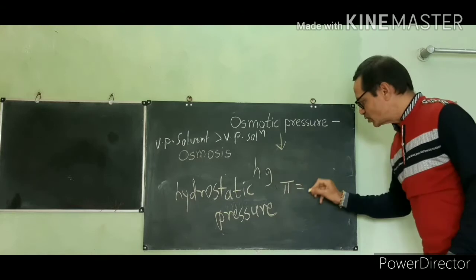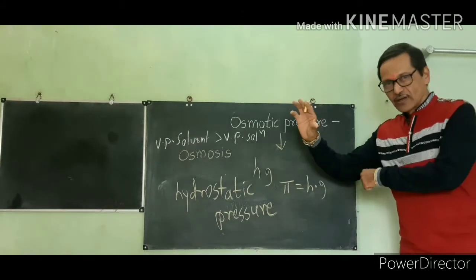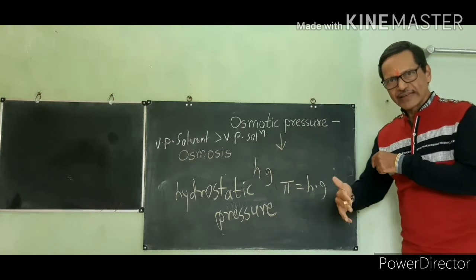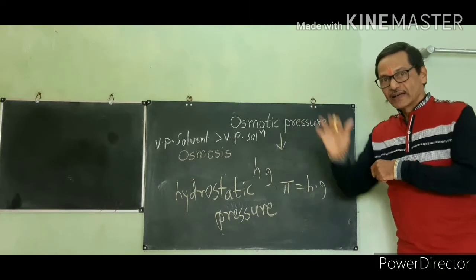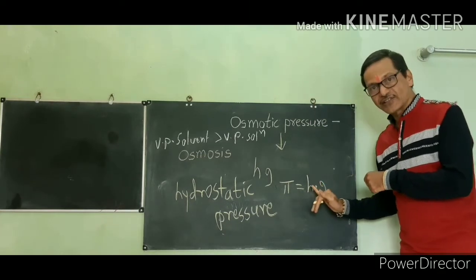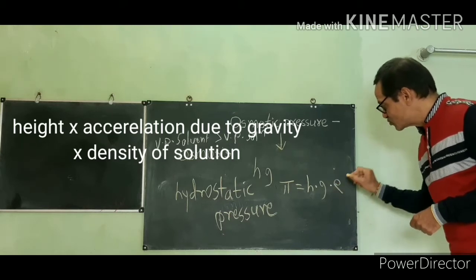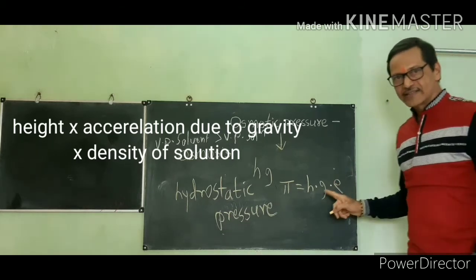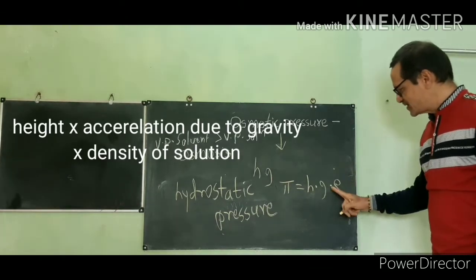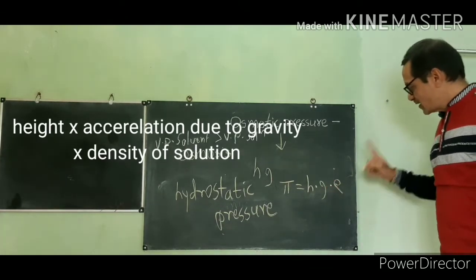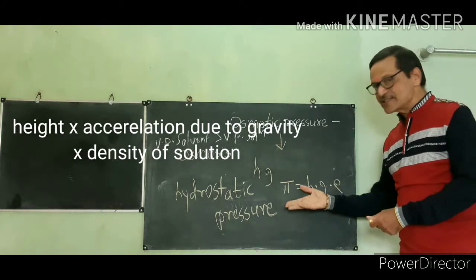So pi is equal to h into g, because this is the height of the solution. The marking is done on that thistle funnel, so we can measure the height. The gravitational acceleration is there, and the important point is rho, that is the density of the solution. So h is the height, g is the gravitational acceleration, and rho is the density. So pi is measured like this.